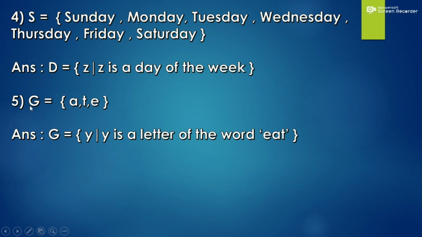Then last example of this video, that is G is equal to a, t, e. Then according to the rule method, we can represent this set as G is a set of all y such that y is a letter of the word eat, or we can say moreover y is a letter of the word ate, that is the second form of eat.